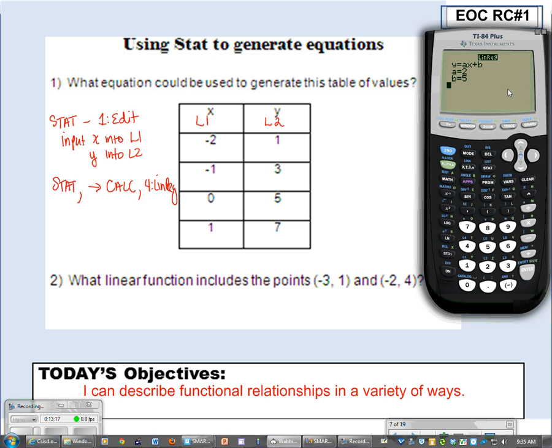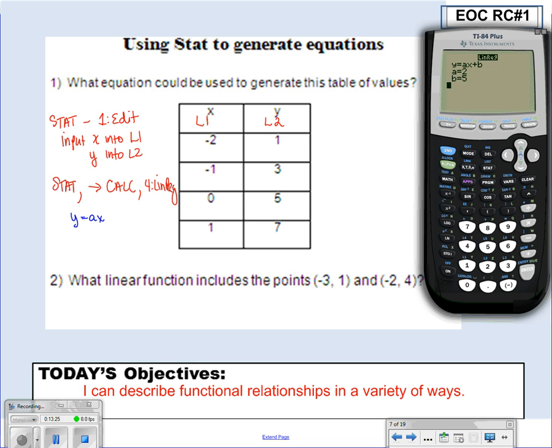And what we see here is that it gives you the equation y equals ax plus b, but then it shows you what a is and what b is. So our equation is y equals, a is 2, b is 5. So one of your answers on the multiple choice question, if it says find the equation, will be y equals 2x plus 5. Or it could be written in function notation as f of x equals 2x plus 5.